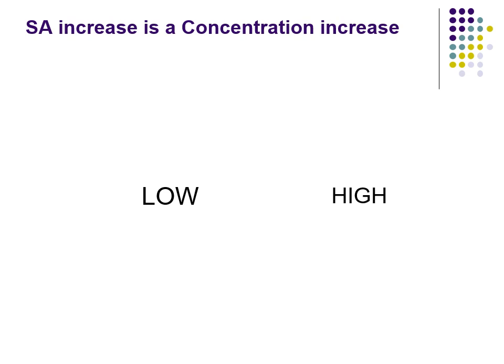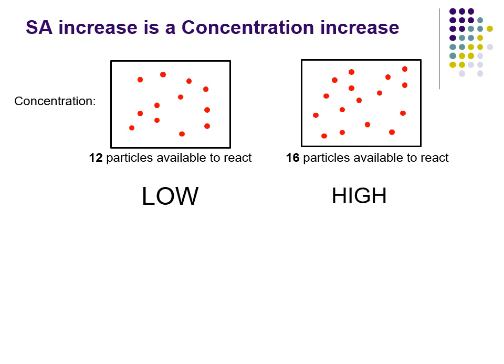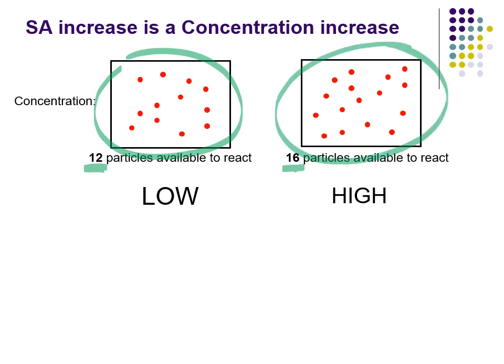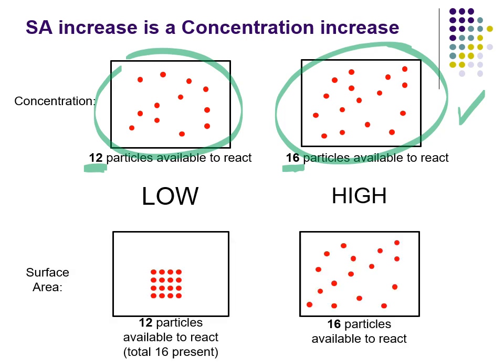So surface area and concentration. Let's look at this in a little bit more detail. Imagine we have 2 boxes here with some particles in them. The same size box, this one here has 12 particles in it, and the one on the right has 16 particles in it. So this has the lower concentration on the left and a higher concentration on the right, and so there's just more particles available to collide. There's more collisions happening, and so the rate is going to be faster for the one that has a higher concentration. Just more collisions, faster rate.